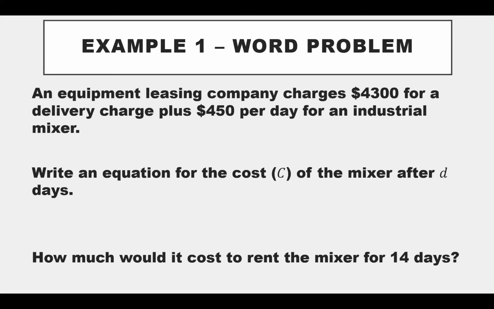Here we have this application or this word problem. It says an equipment leasing company charges $4,300 for a delivery charge plus $450 per day for an industrial mixer. Write an equation for the cost of the mixer after a certain number of days. We'll use C for the cost of the mixer and lowercase d for the number of days. And when we do this, we will be case sensitive. So when we write our equations, we'll always make sure that they have the right variables. Once we do that, then we'll ask how much would it cost to rent the mixer for 14 days.